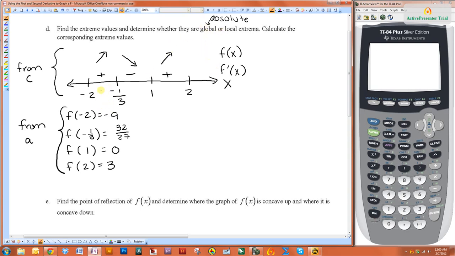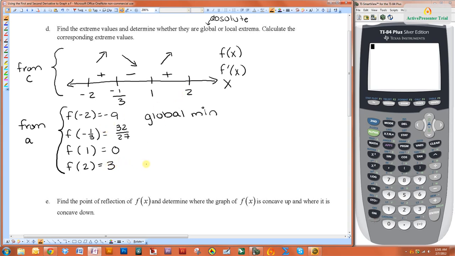Okay, so we use the thing that we found in part A to determine the absolute or global extrema. Okay, well notice that when we evaluate the original function at negative 2, we get negative 9, and that is the smallest one. So this is the global min. Okay, and when it asks for the corresponding extreme value, this is it. It's just x equals negative 2, and y equals negative 9. Or f at negative 2 equals negative 9.